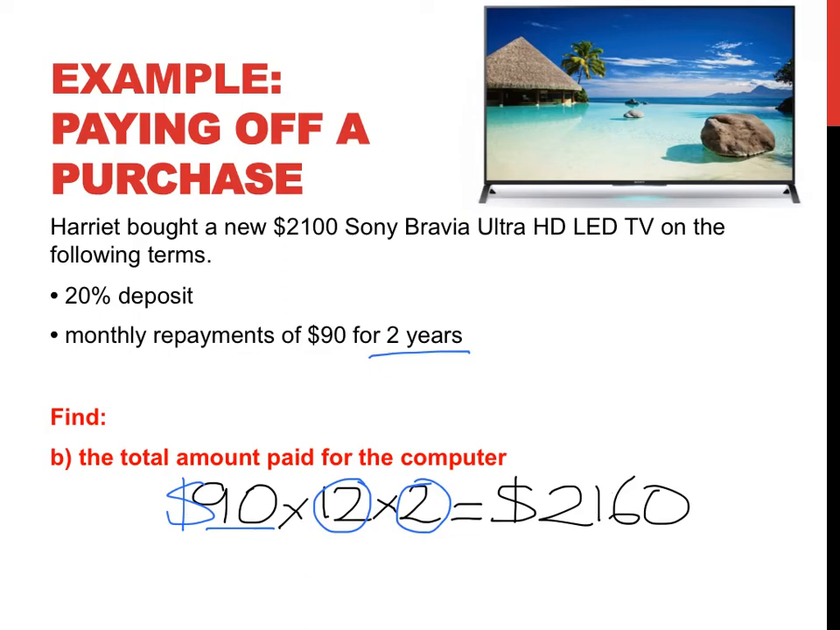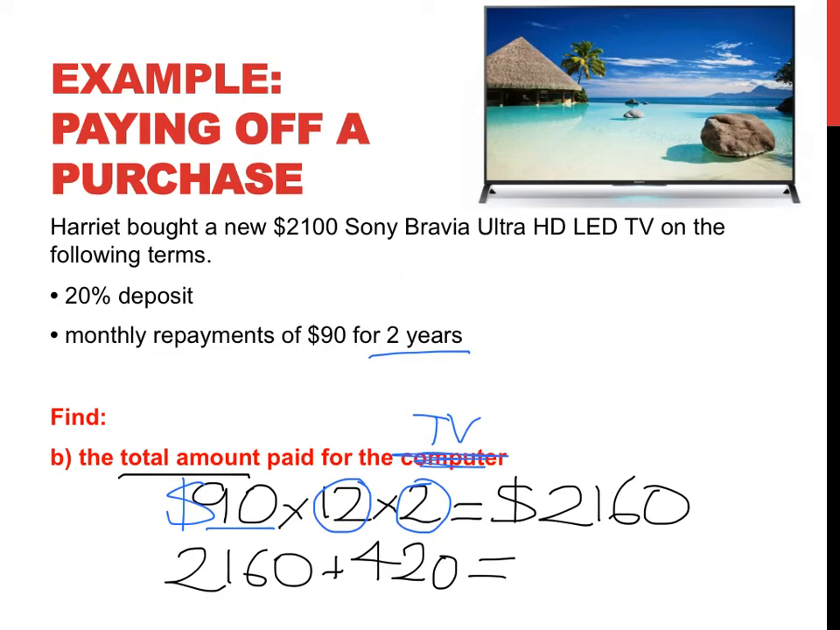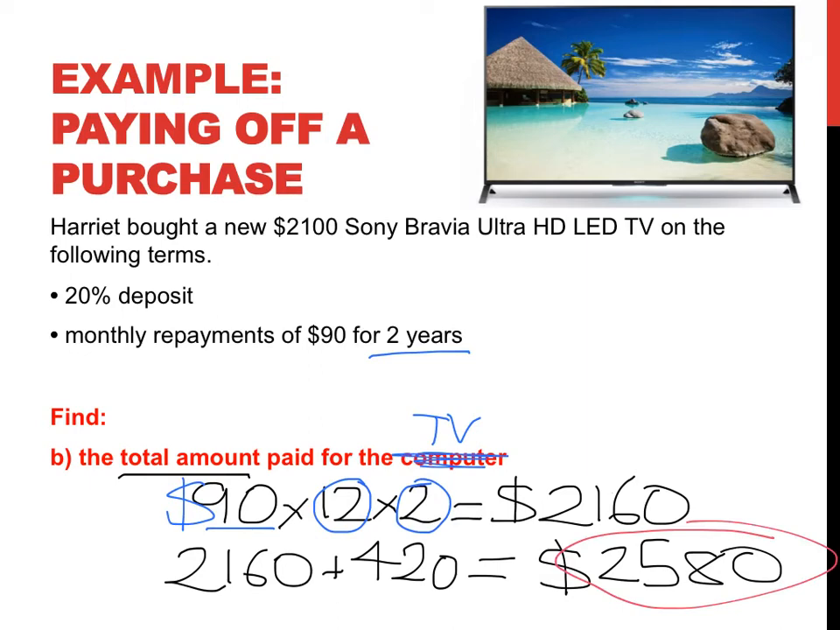So if I want to work out the total amount paid for the TV, whoops, that's meant to say TV. I don't know why it says computer. Okay, if I want to work out the total amount she paid for the TV, I need to go 2,160 plus the deposit. Now, if you remember, the deposit was $420. That gives me a grand total of $2,580. So altogether, even though her TV was only $2,100, Harriet had to pay $2,580.